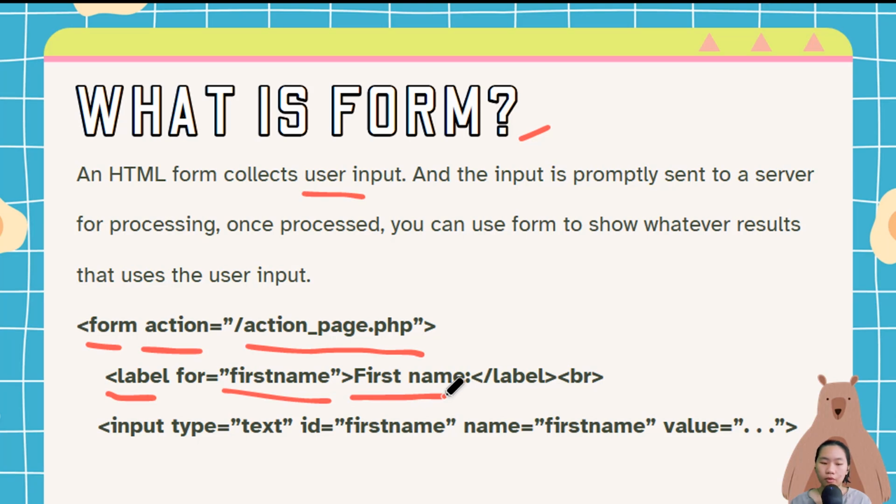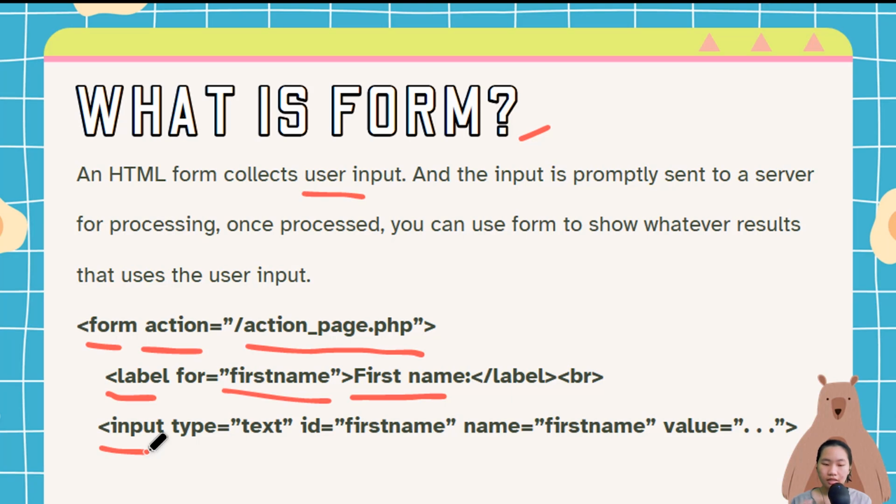So for this label, we assigned it first name for its for attribute, and it displays first name. Okay, after the label, we have input type. Now obviously you can adjust the label, you can use different elements that are not labeled, but that's quite inconvenient to do so because you have to assign it custom CSS styling, right?